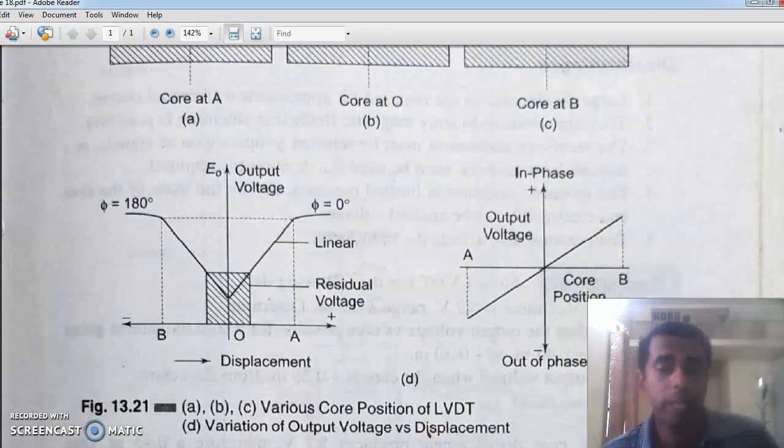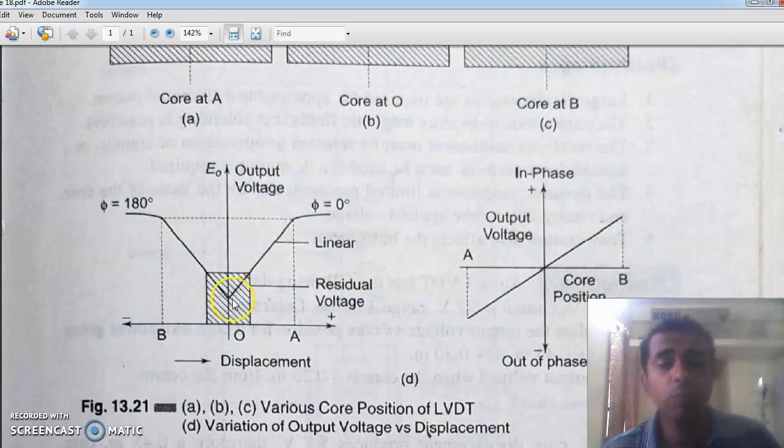Now we'll see the voltage. We were talking about the null point. At the null point, we have theoretically said that the output voltage is zero, but practically it's not zero. We have a small voltage, and that is due to the residual magnetism. That voltage, when we do the experiment, is actually taken as the null voltage, or the voltage corresponding to the null point. So when the core is at the center, we have only the residual voltage.